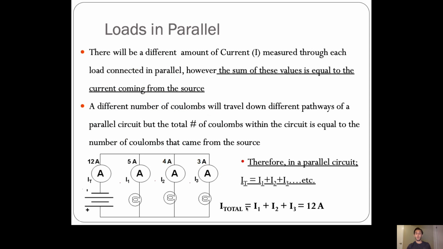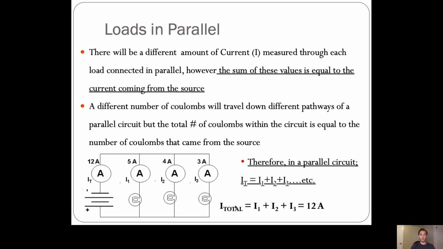Okay, here we have loads in parallel. There will be a different amount of current measured through each load connected in parallel. However, the sum of these values is equal to the current coming from the source. A different number of coulombs will travel down different pathways, but the total number of coulombs within the circuit is equal to the number of coulombs that came from the source.